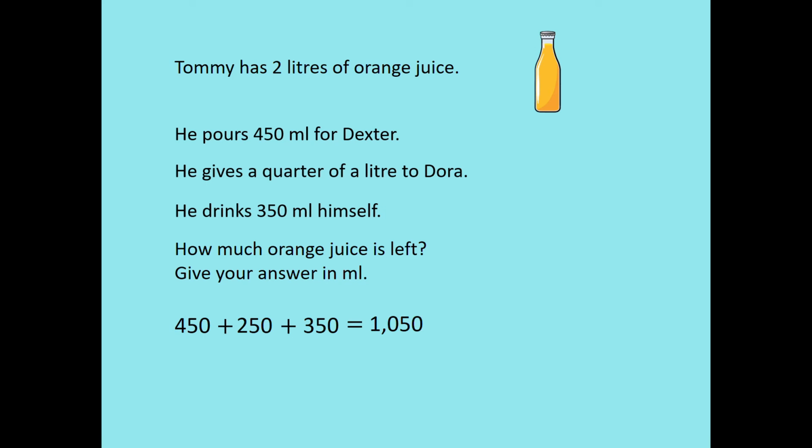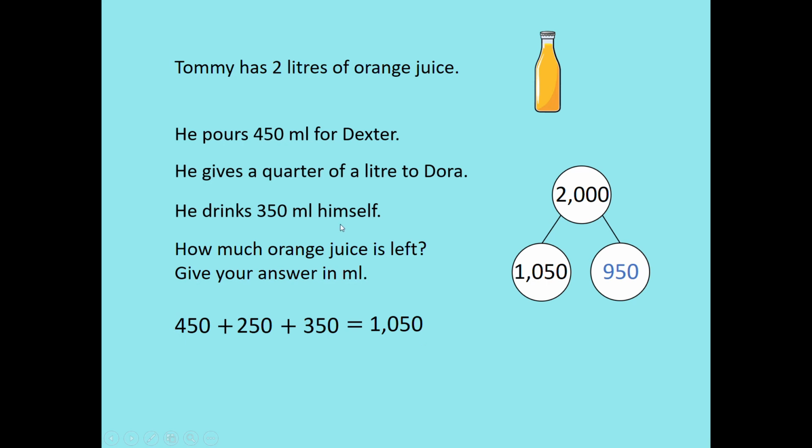So how much is left? Well, he had 2 litres to begin with, which is 2,000 millilitres. So if we take 1,050 away from 2,000, how much is left? 950, and that's millilitres. 950 millilitres.